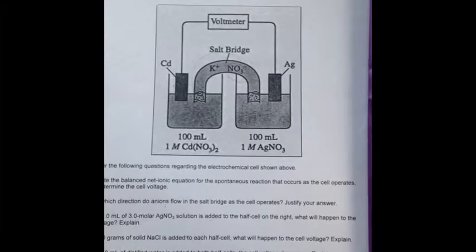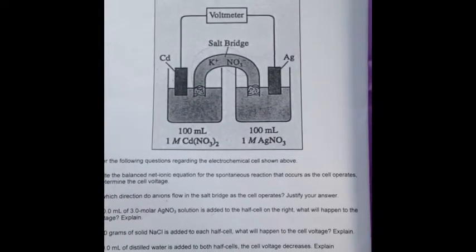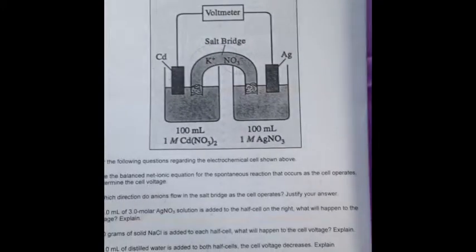Hello, in this video I am showing how to solve the 1998 AP Chemistry Free Response Question 8 by College Board. For Part A, it asks us to write a balanced net ionic equation for the spontaneous reaction that occurs as the cell operates and determine the cell voltage for the system that the picture shows.